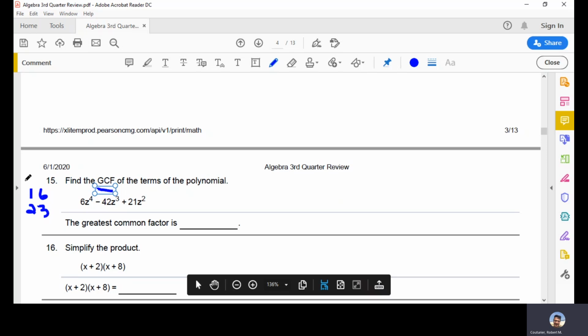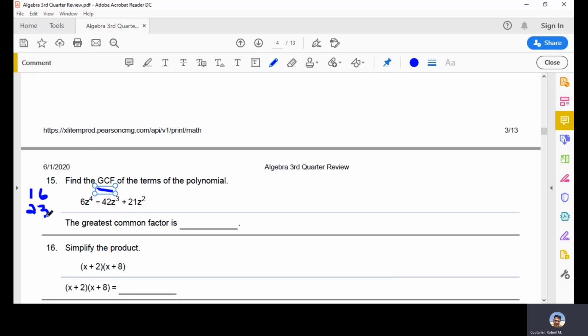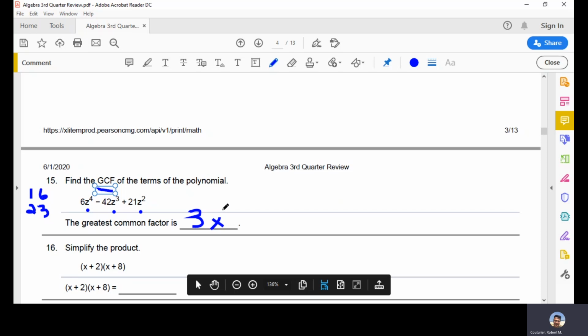So 21 divided by 3 is 7. And 42 divided by 3 is 14. So that one works. 3 goes into each of these in a nice even whole amount. So 3. Now all we look at is your 3 different variables. Which one is the smallest degree? We have a 4th degree, a 3rd degree, a 2nd degree. It's the 2nd degree. There is your greatest common factor.